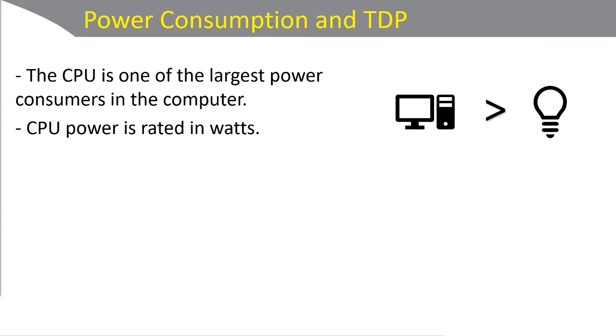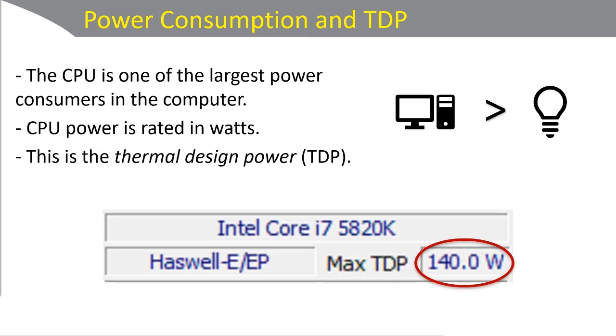Now, CPU power is rated in watts. The Core i7-5820K that we've been discussing is rated at 140 watts. That is known as the thermal design power, or TDP rating. Multi-core CPUs, like the one we're talking about, generally fall somewhere in that range, 100 to 150 watts for their maximum TDP. They don't have to be running at that maximum. That's going to be the max amount.